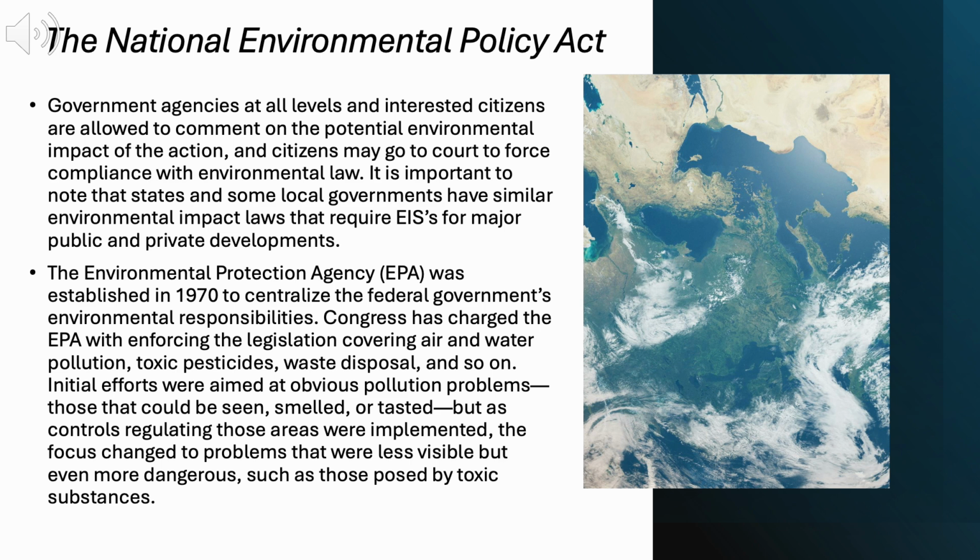The Environmental Protection Agency, EPA, was established in 1970 to centralize the federal government's environmental responsibilities. Congress has charged the EPA with enforcing the legislation covering air and water pollution, toxic pesticides, waste disposal, and so on. Initial efforts were aimed at obvious pollution problems, those that could be seen, smelled, or tasted, but as controls regulating those areas were implemented, the focus changed to problems that were less visible but even more dangerous, such as those posed by toxic substances.